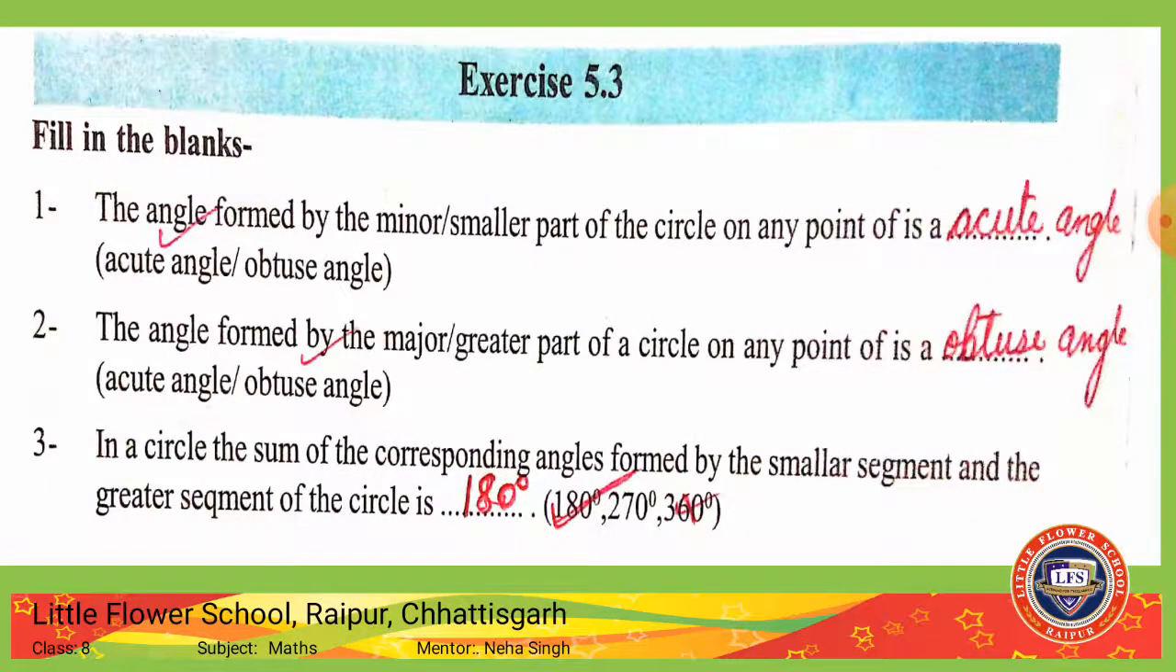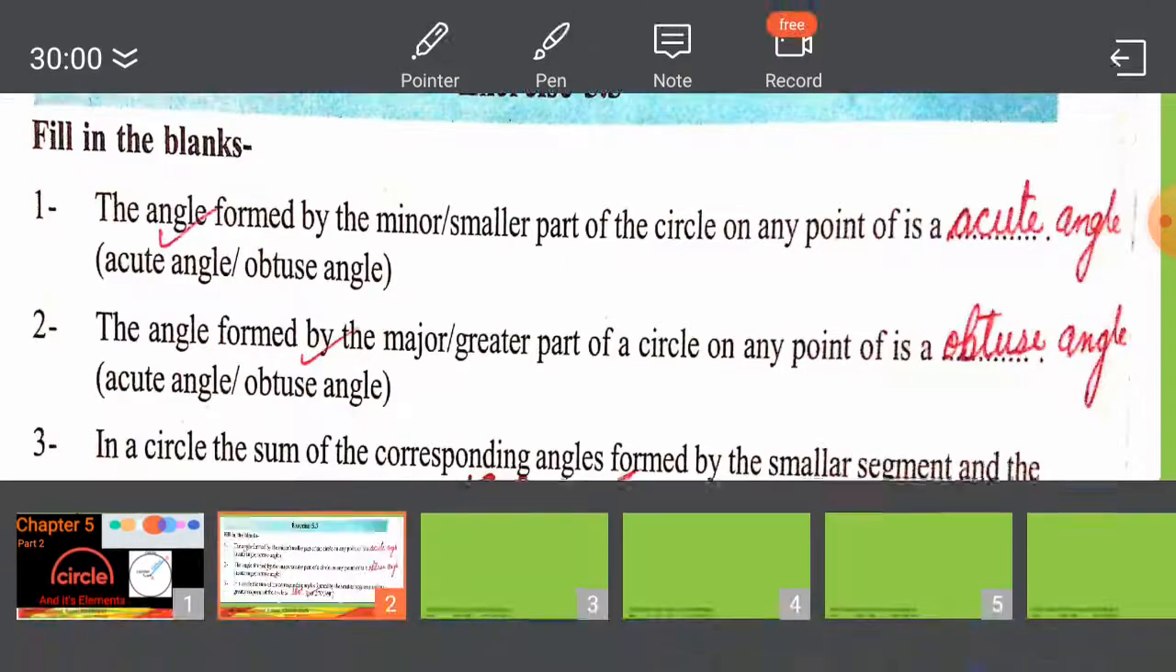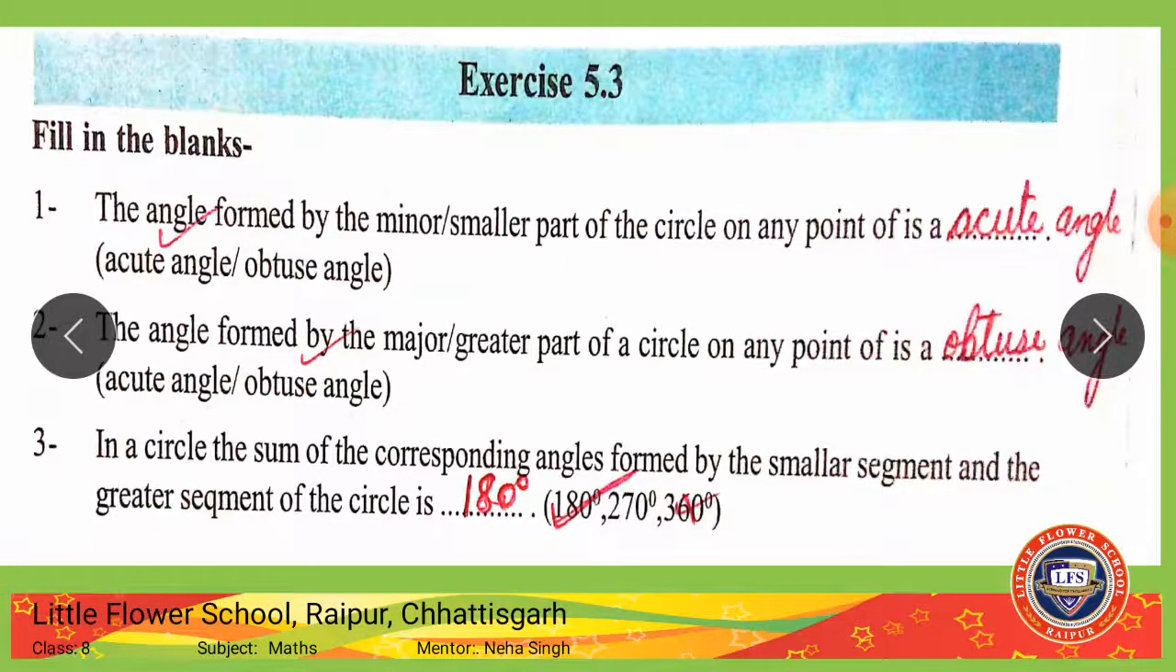The third exercise is fill in the blanks. You're going to write it in your copies as well. First one is: the angles formed by the minor or small part of the circle at any point is, so it will be acute angle. Minor arc, major arc we have studied in the first slide, right?